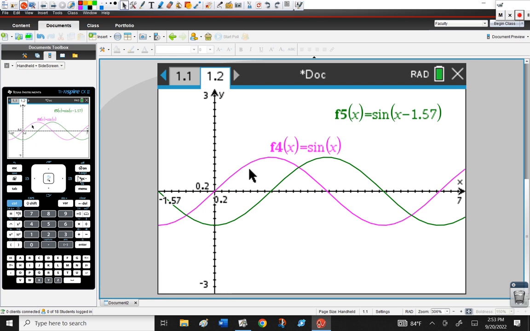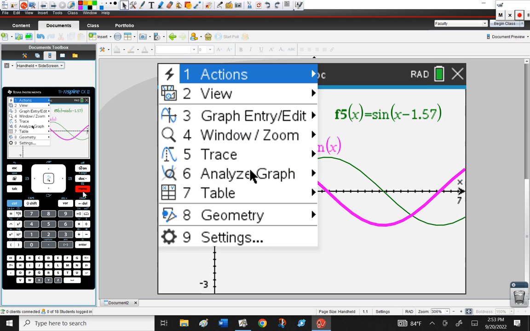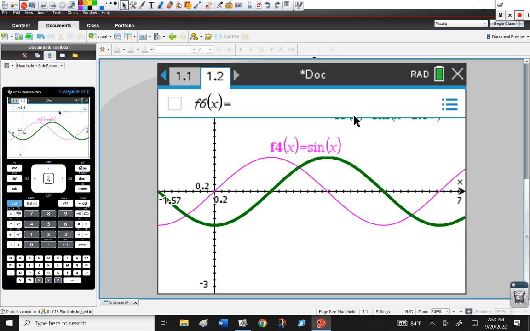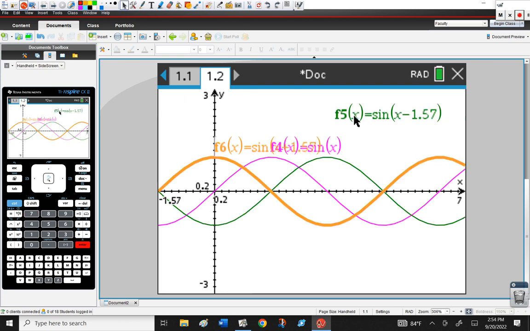All right, let's add another graph where we shift it to the left. And if you guessed right, if you said, oh, shifting to the left, you're going to add. Yeah, I'm going to add. So sine of x plus 1.57. And I'll explain why I'm picking 1.57 on this, but for right now, just take me for my word. Here we go. And there we have it. We shifted the graph back.